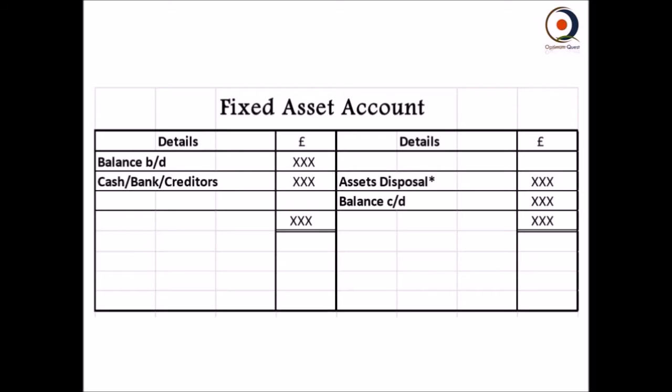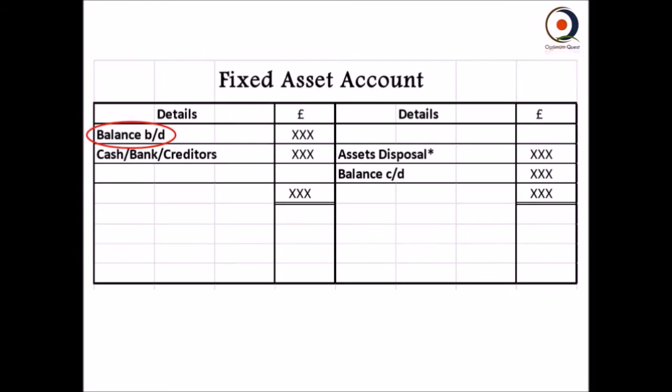Another important thing that you need to keep in mind is that every item you record in this particular account will be recorded at the cost price of that item, the price you paid for it when you purchased it. I will start with balance BD and explain what it actually stands for in this account. Balance BD simply represents the balance of the fixed assets that we have in the beginning of the current financial year. This is what we actually bring down from the previous year.